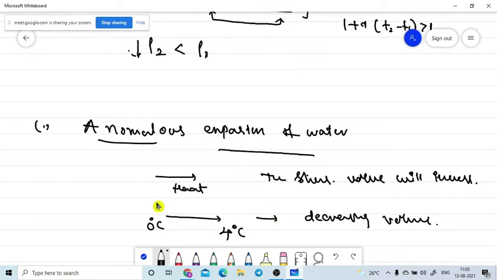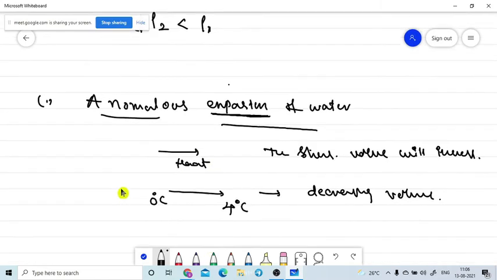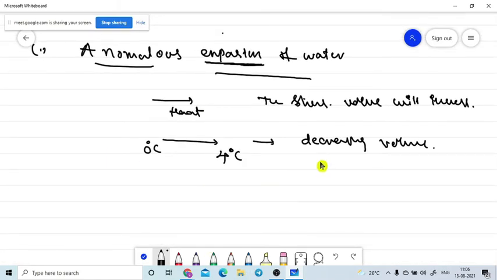Anomalous expansion means we expect expansion, that means it is increasing, but here it is giving the reverse manner. It is decreasing the volume, which means if you cool the water from 4 degrees Celsius to 0 degrees centigrade, it is a cooling.